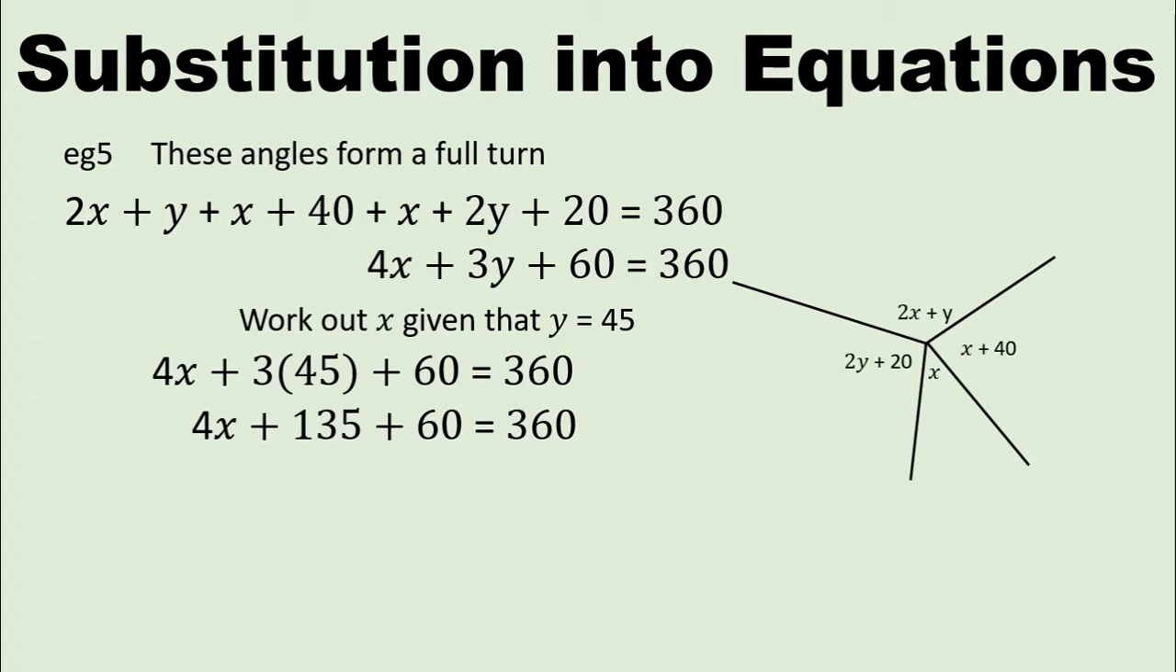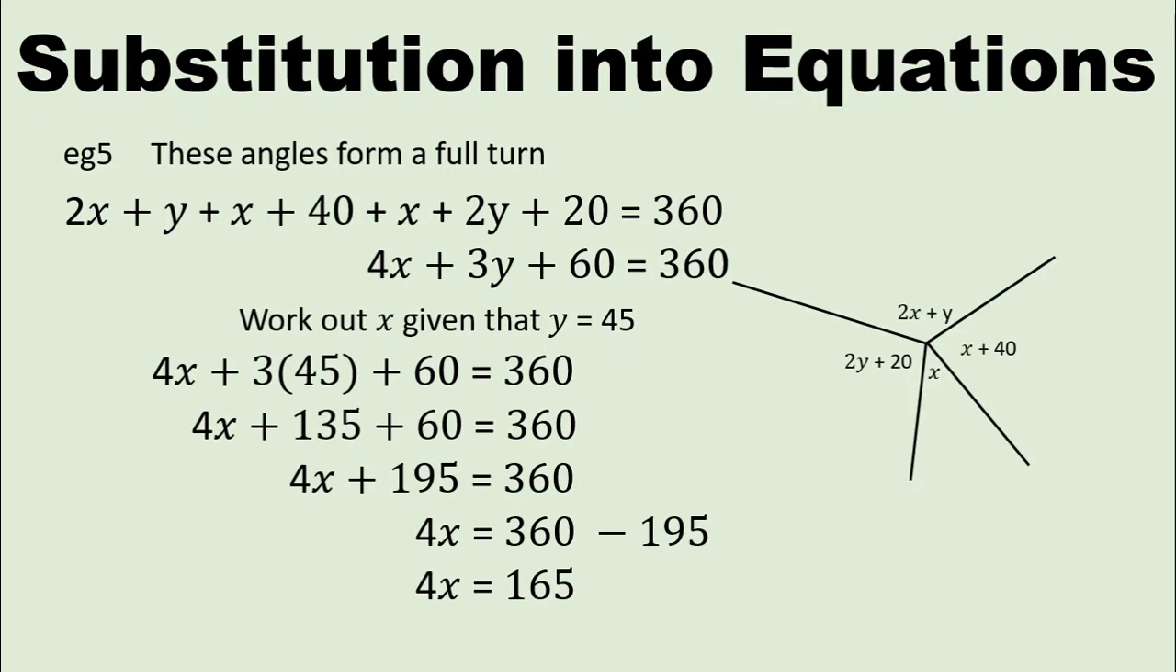Simplifying that by grouping our like terms, 135 is a number term and 60 is a number term. Together that makes 195. Rearranging that to get x on its own, right now x is being multiplied by 4 and then 195 is added to it. So working backwards, we'll first get rid of that 195. Opposite of add is subtract. And then get the x completely on its own by getting rid of that 4. That 4 is multiplying. The opposite of multiply is divide.